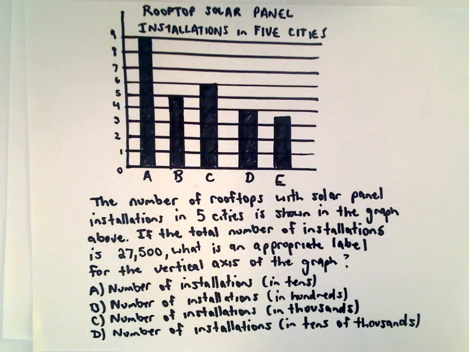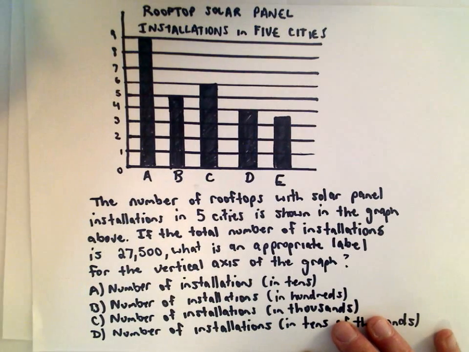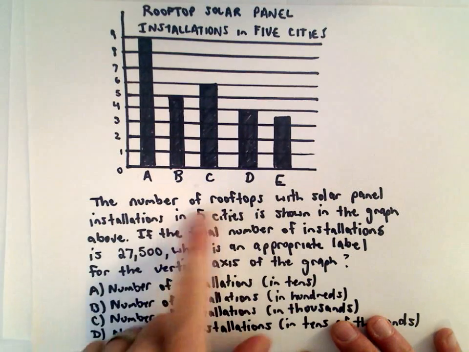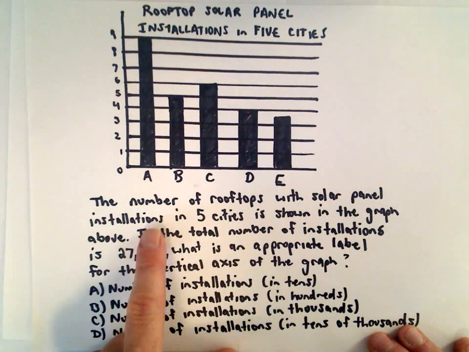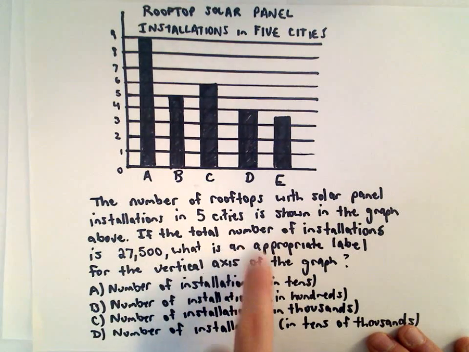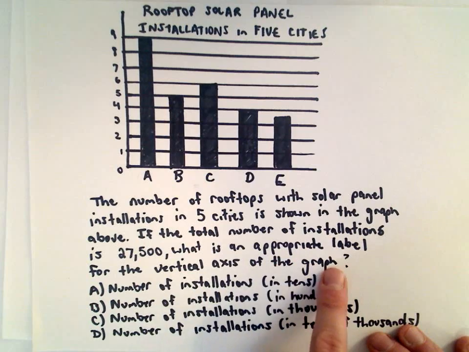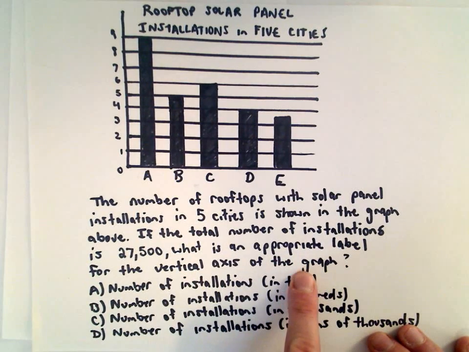So in this example, we have a little graph showing us rooftop solar panel installations in 5 cities. The question says the number of rooftops with solar panel installations in 5 cities is shown in the graph above, and if the total number of installations is 20,500, we want to know what's an appropriate label for the vertical axis of the graph, right?